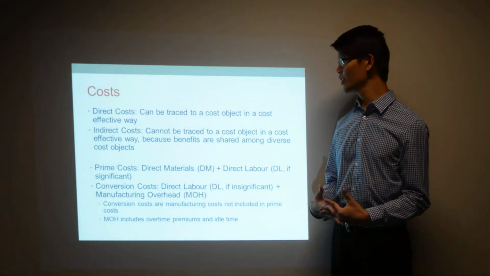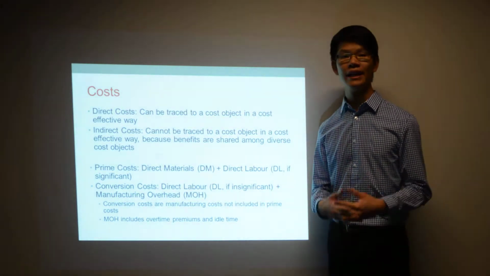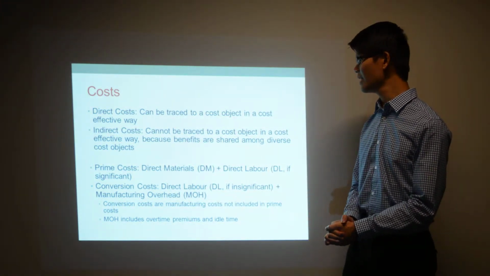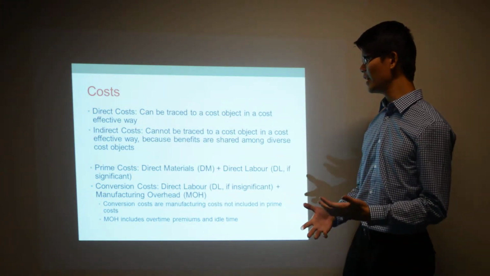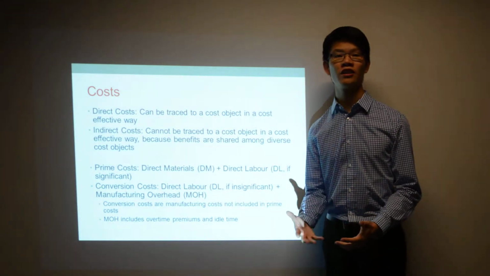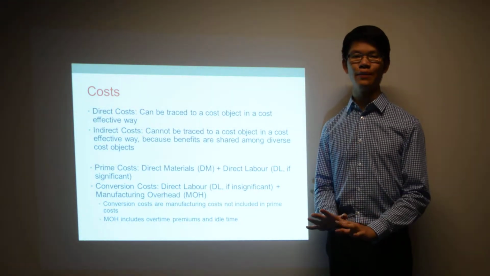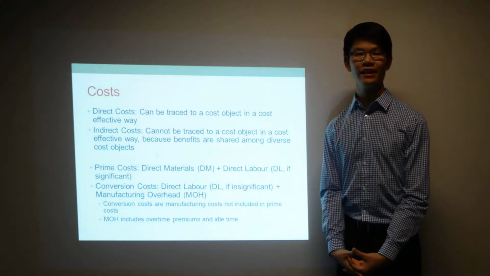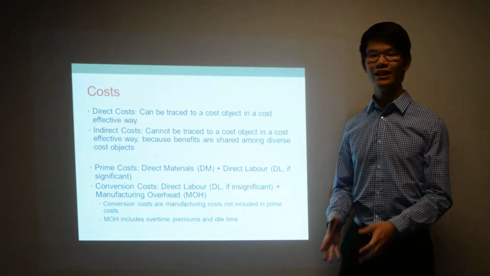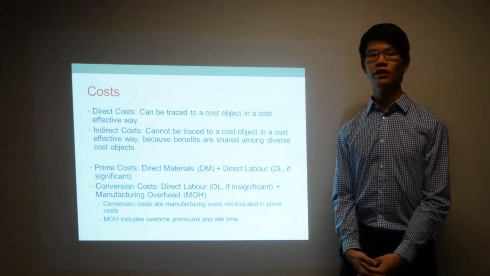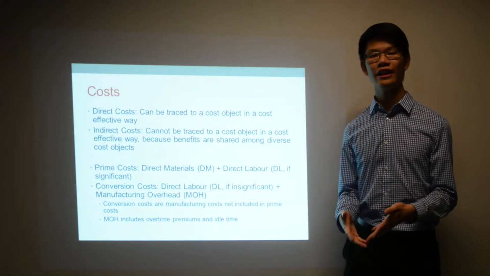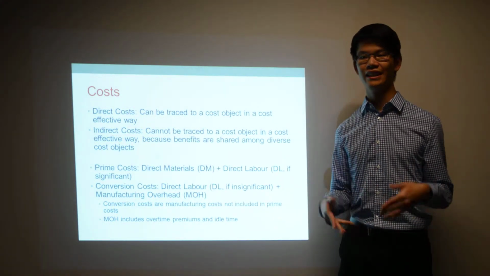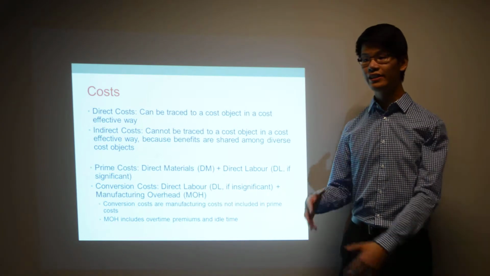Direct costs can be traced to a cost object in a cost-effective way, while indirect costs cannot be traced to a cost object in a cost-effective way because there are benefits that are shared among diverse cost objects. So taking a step back from this definition, what does this mean? For example, let's say you're Nike and your cost object is the shoes you produce. Your direct costs could be, for example, the leather in your shoes, because that leather is directly being used to produce each shoe.